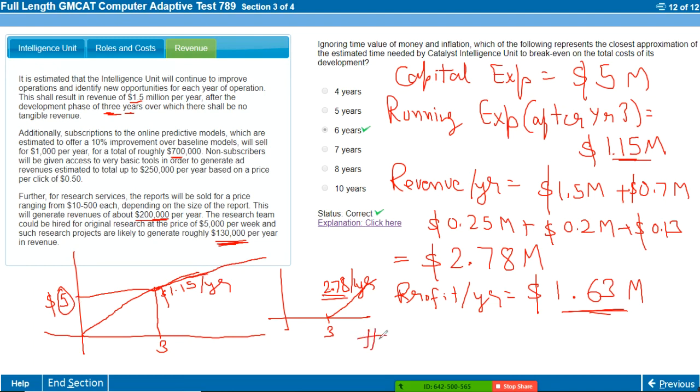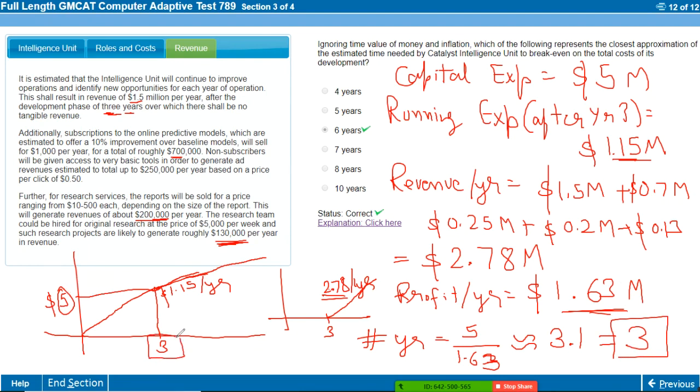So what is the number of years needed to reach this value? The number of years is $5 million over 1.63. If this was 1.667, this would have been exactly 3. This is very, very close. This is 3.1 approximately. Since all your options are in whole years, whole numbers, we'll take this as 3 years. You initially invested for a total duration of 3 years over here. So that's why 3 plus 3 is your final answer for this problem.